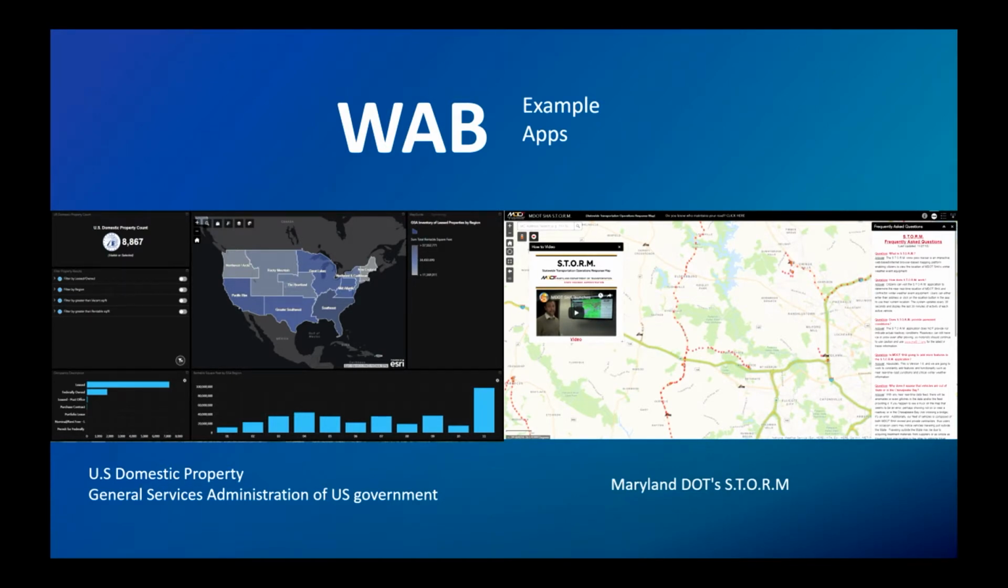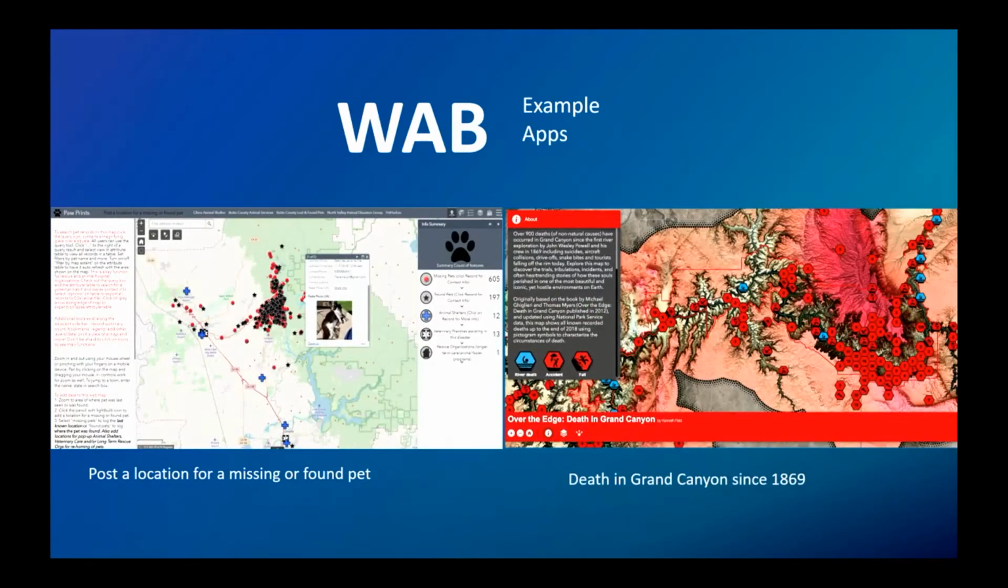Another one is the Maryland DOT storm site. It gives you information about frequently asked questions, and it has a video in there and all information regarding it. These are pretty well-designed sites, all built with Web App Builder. A little different one here is missing pets, finding information regarding missing pets and giving information on those in a nice, good visual UI type of application.